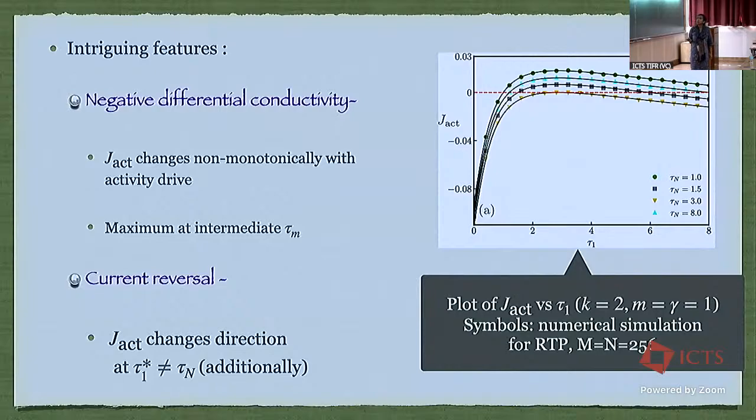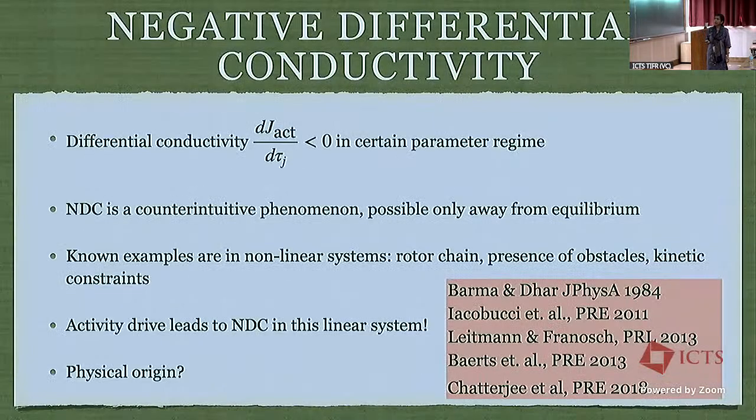So how to understand that? That is a question. Let's first look at this negative differential conductivity in a little bit of overview. This kind of negative differential conductivity has been observed in some other non-equilibrium systems, with the presence of obstacles, kinetic constrained models, models with rotor chains, etc. But these are all very strongly nonlinear systems, and there it's also kind of understood how this negative differential conductivity comes about.